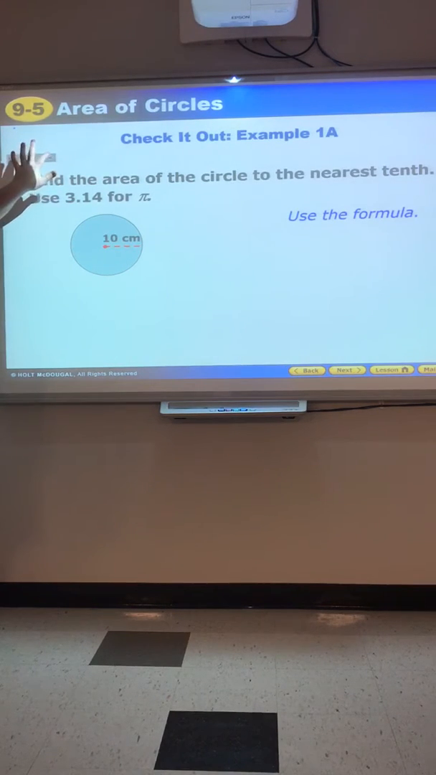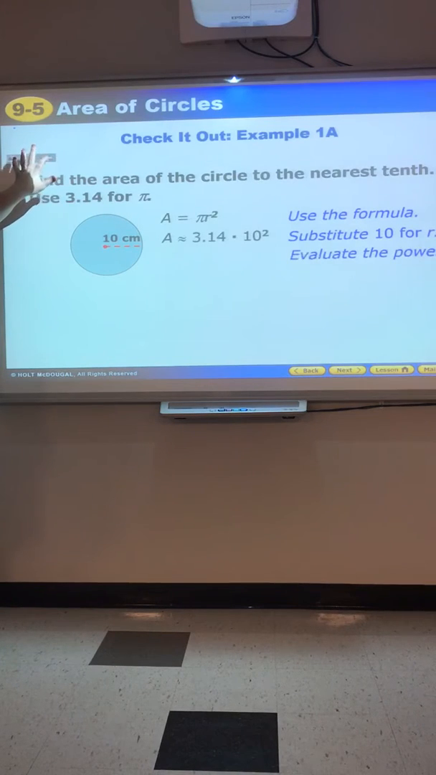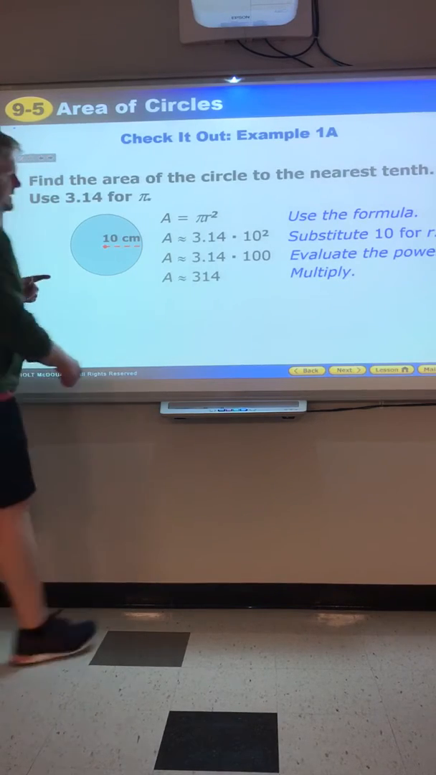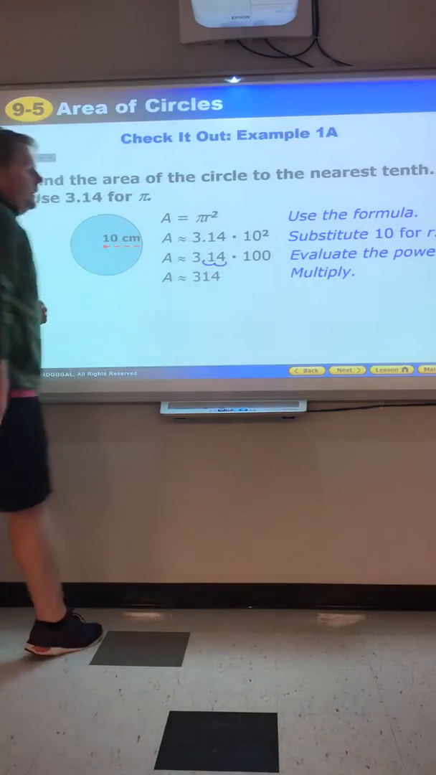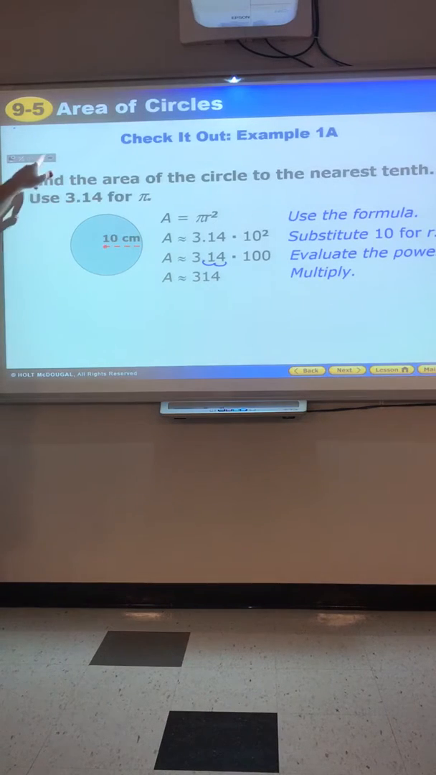So 10, same kind of process. Plug it in. 10 squared is 100. Now hopefully you know that one's 314. We moved the decimal, our shortcut that we showed you earlier.